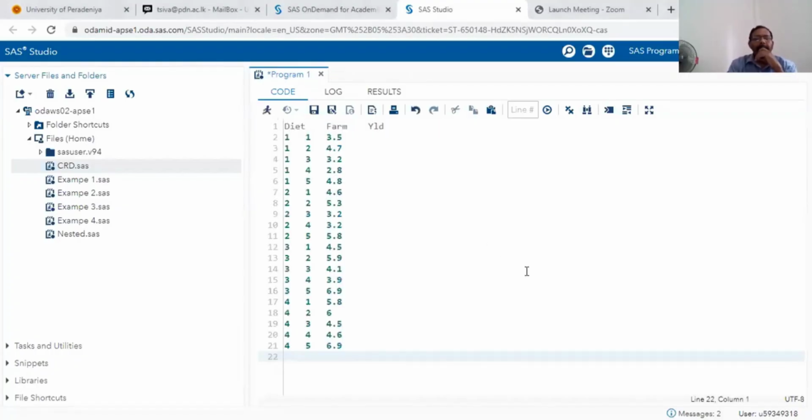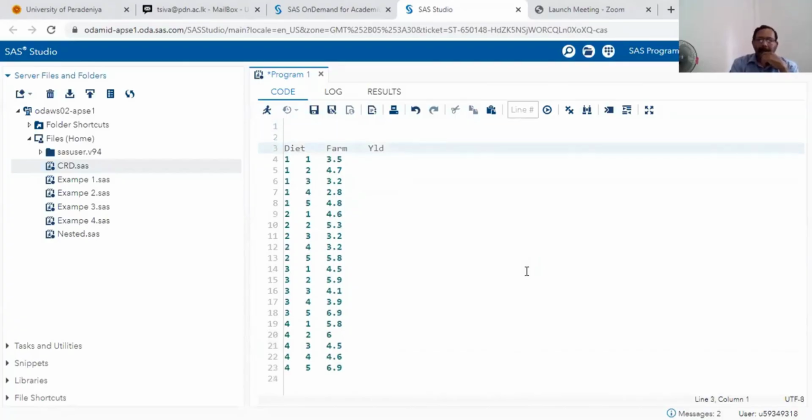Right. So the data is there. Nicely come. But we will see, we may come up with some problem. I will explain why it is later.